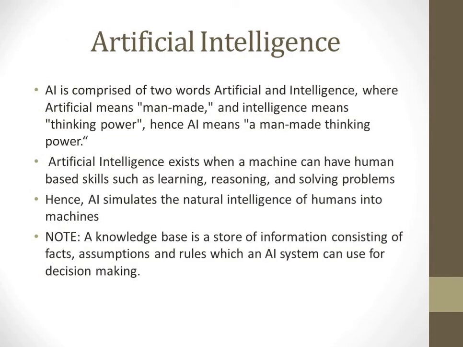So what is AI? AI comprises of the two words artificial and intelligence. We all know that artificial means something which is man-made, and intelligence is the thinking capacity or power which it has. So AI is basically a man-made thinking power. It exists when a machine can have human-based skills, such as learning, reasoning, and solving problems. Also, it helps simulate the natural intelligence of humans into machines. So it can do everything which basically a human can do.